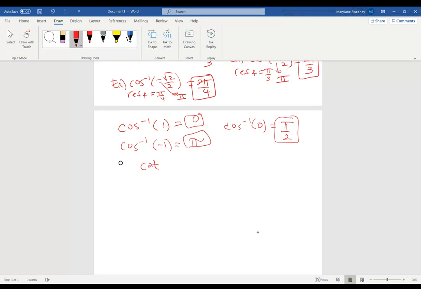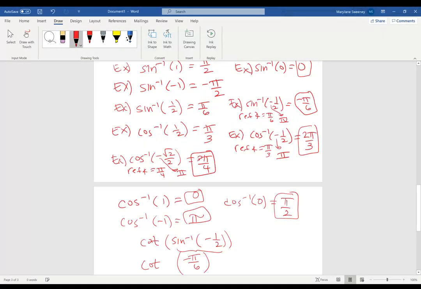If we have something like cotan of inverse sine of negative a half, now we're kind of mixing in yesterday and today. So inverse sine of a half means where is sine a half? Sine is a half at pi over 6. Negative tells me I'm in quadrant 4, so that's negative pi over 6.